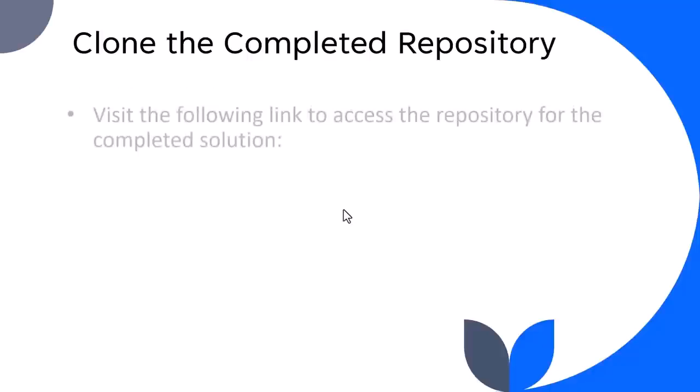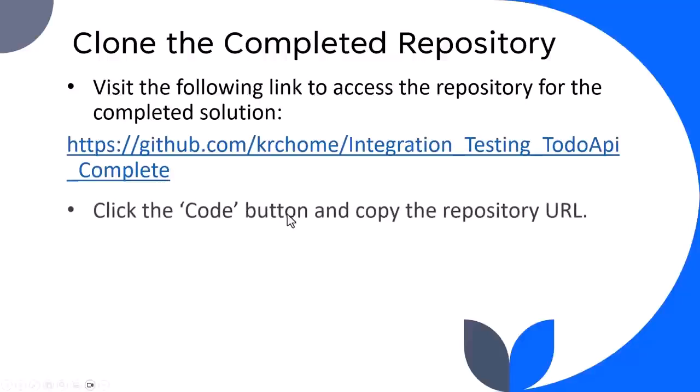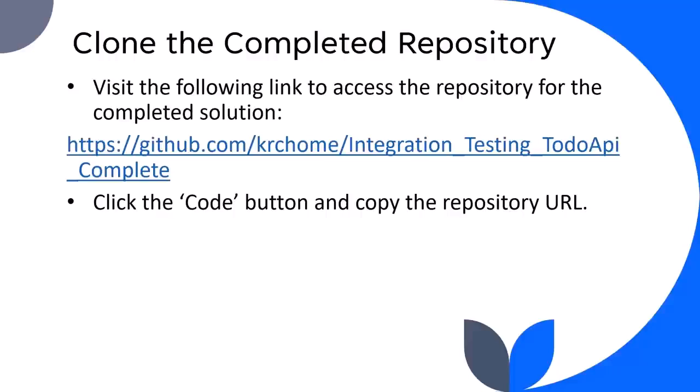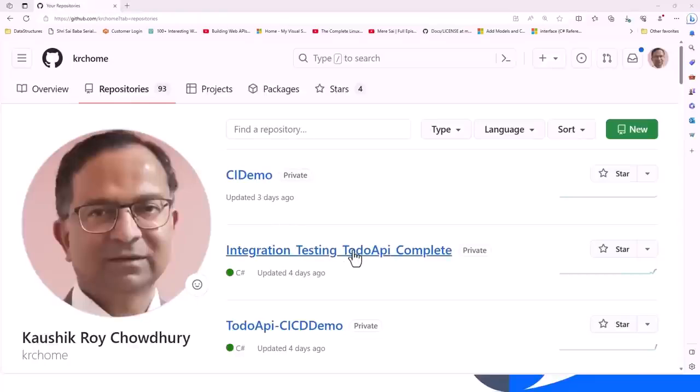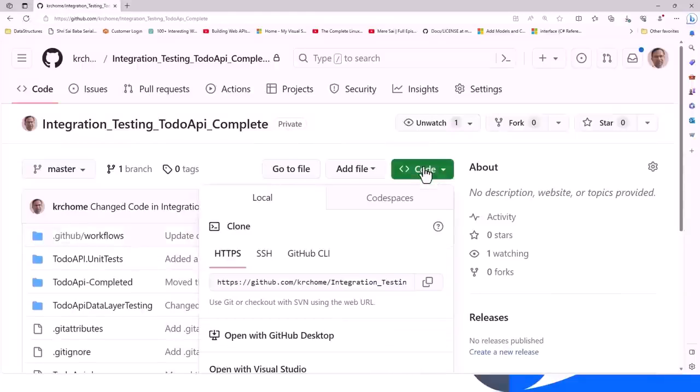Now clone the completed repository. Please visit this link where I have kept, under my account, the integration testing to-do API complete repository. This complete code is available at this link, and you can click the code button and copy the repository URL, which again I will show in a second. So this is the integration testing to-do API complete. Because I have already logged in, I have access to the code.